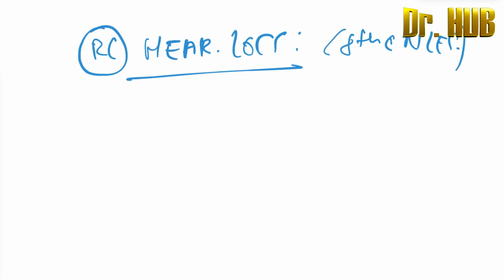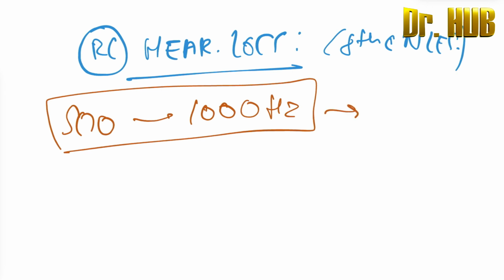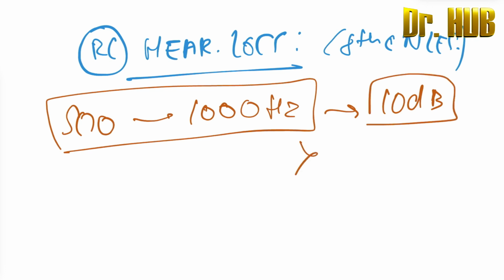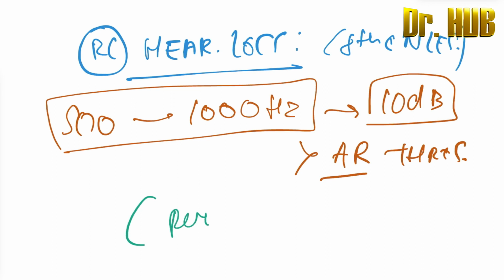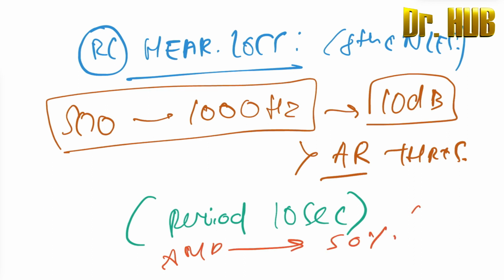A sustained tone of 500 to 1000 Hertz is delivered about 10 dB above the acoustic reflex threshold for a period of 10 seconds, and if it brings the amplitude down to 50%, that is an abnormal decay.